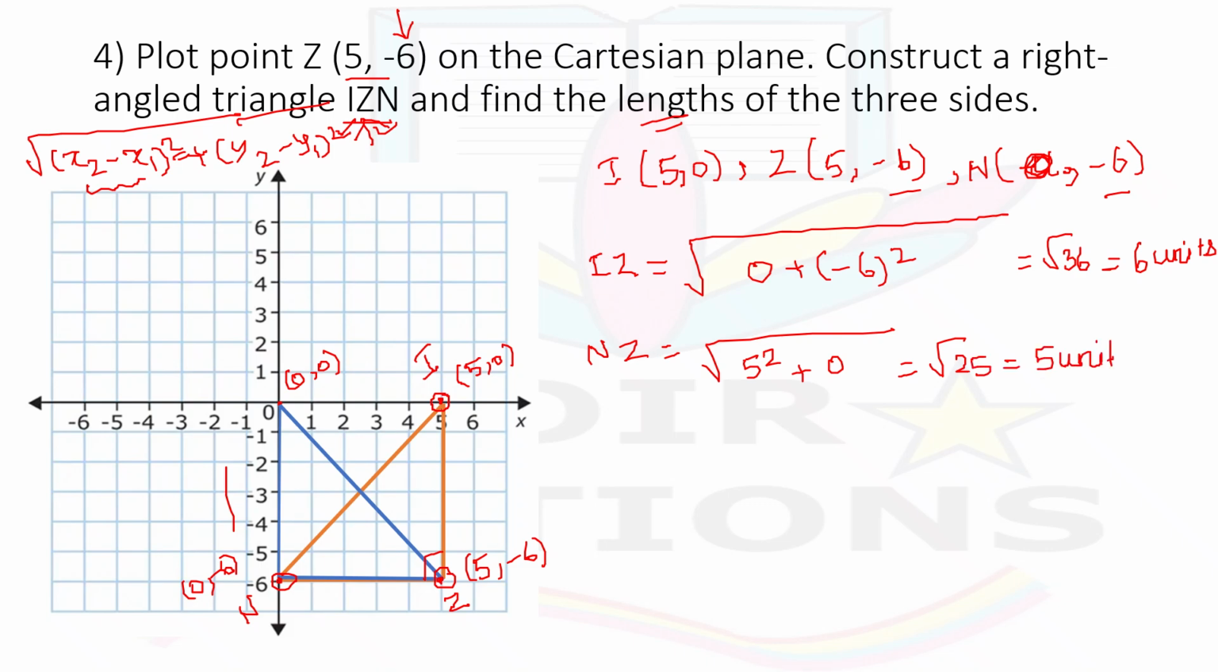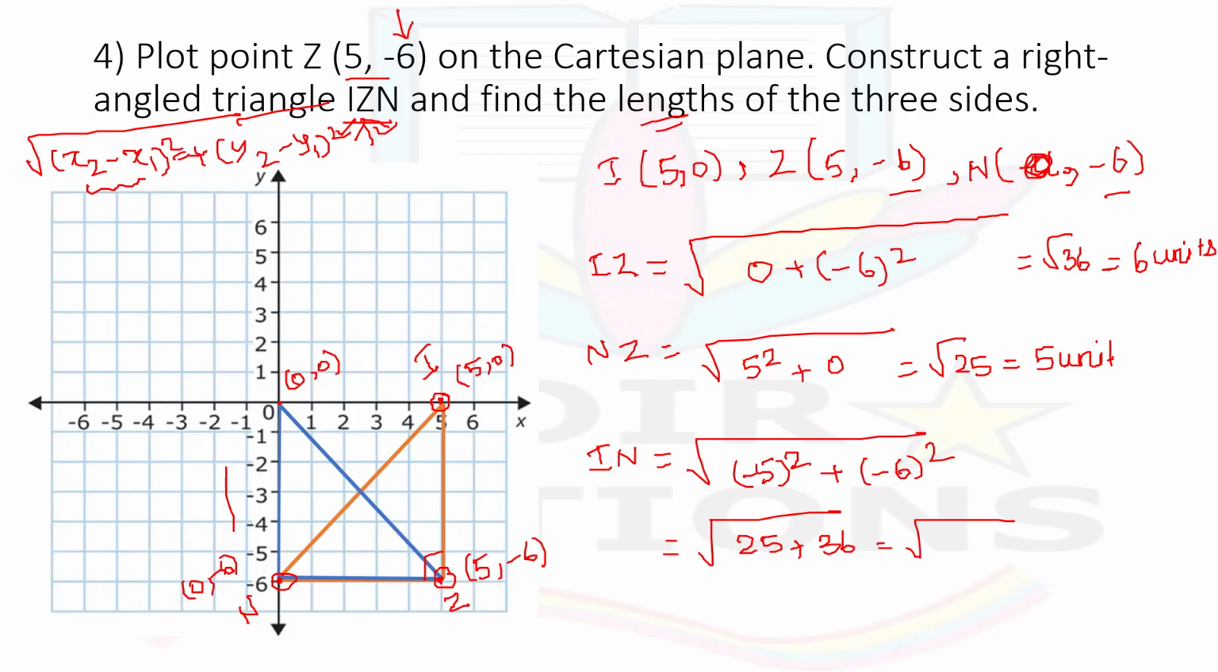And still we need to find one more side, which is IN. So I is going to be your x1 y1 and N is going to be x2 y2. So when you are comparing x2 minus x1, it's going to be minus 5 the whole square plus minus 6 minus 0 is going to be minus 6 the whole square. So over here we will be getting 25 plus 36.